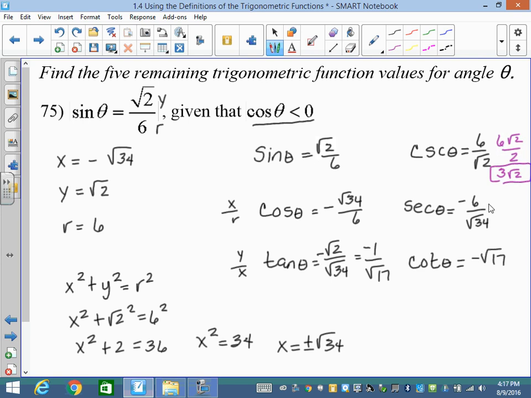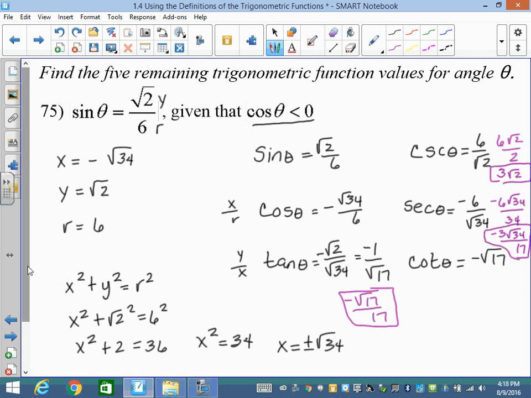Same thing with this one. This is going to go negative 6 radical 34 over 34. But this is going to clean up to negative 3 radical 34 over 17. By the way, I'd be happy with this one. And this one here is going to become negative radical 17 over 17. And we didn't have to do anything more to that because we cleaned them up here. Okay, so we are done with those.